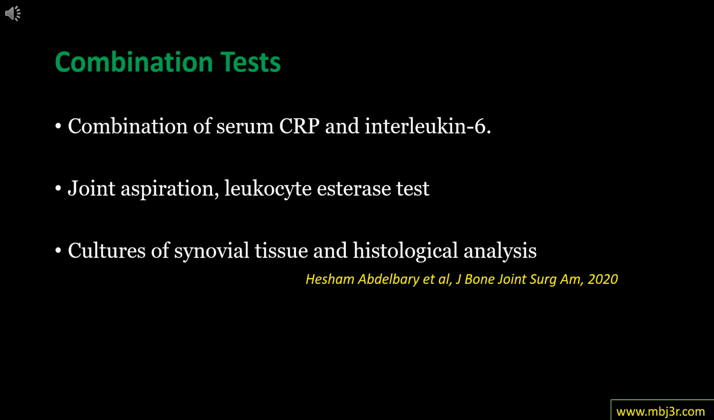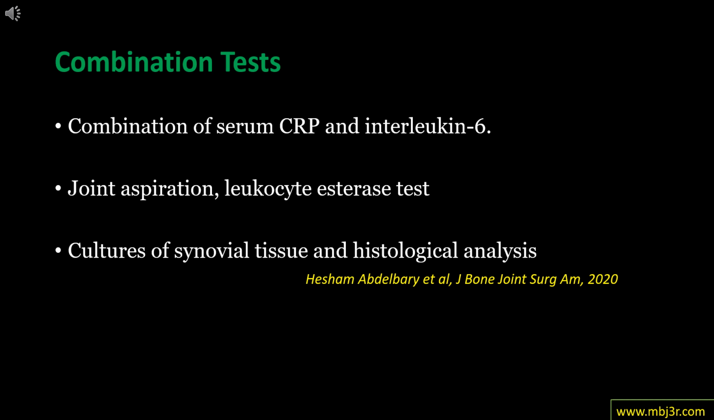A systematic review published in JBJS American 2020 led to the development of a stepwise clinical decision-making tool for diagnosing chronic periprosthetic joint infection. The first step is a combination of serum CRP and interleukin 6. If infection is suspected based on those studies, the authors recommended a joint aspiration along with a point of care leukocyte esterase test when a wet tap results. If joint aspiration yields a dry tap, the authors suggest relying on preoperative cultures of synovial tissue and histological analysis for diagnosis.